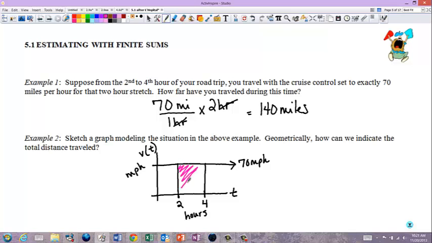So you essentially have this little rectangle right here, where you've got 2 here, 70 here. You multiply your 70 miles per hour times your 2 hours. Your hours cancel, and you get 140 miles. And that's geometrically how we can indicate the total distance. So what have we actually done here? When we're taking our velocity and going backwards to our position, we're actually just finding the area.